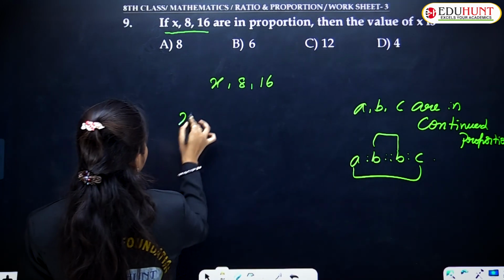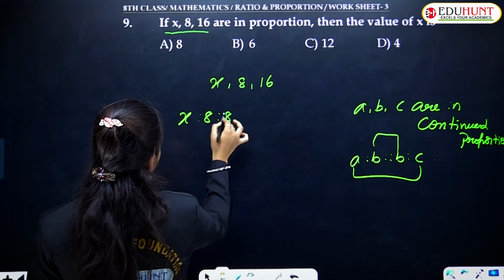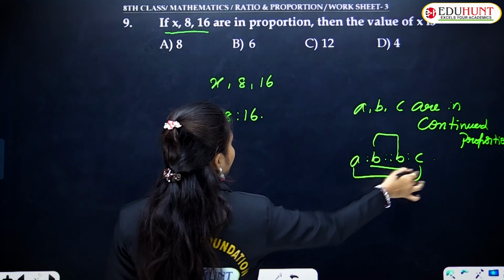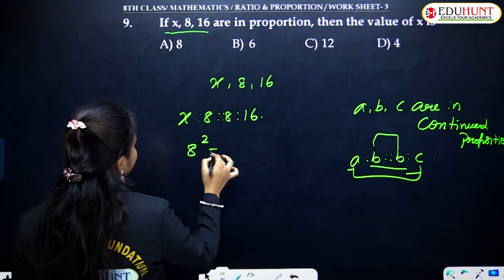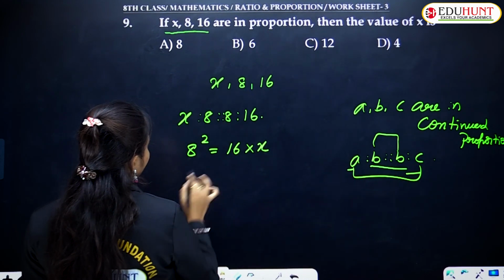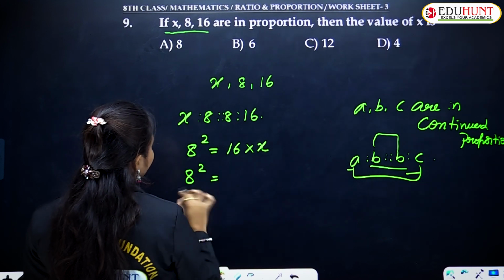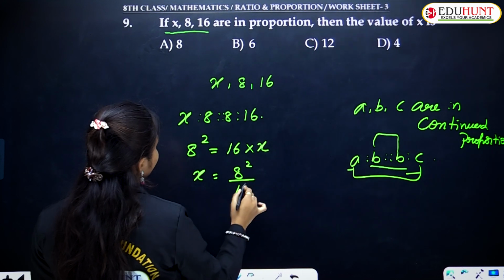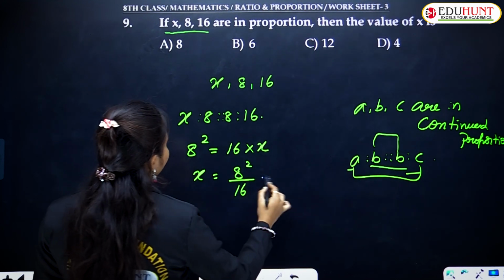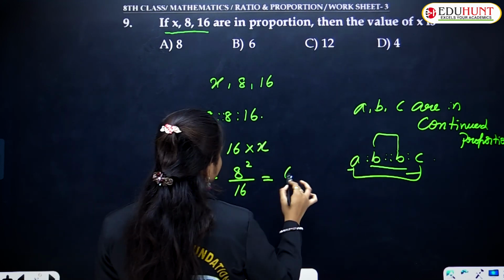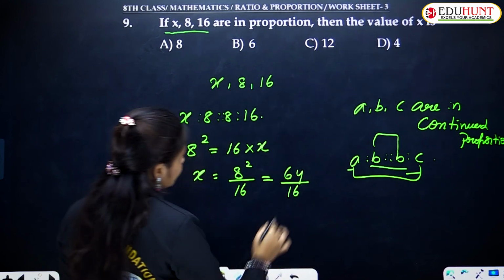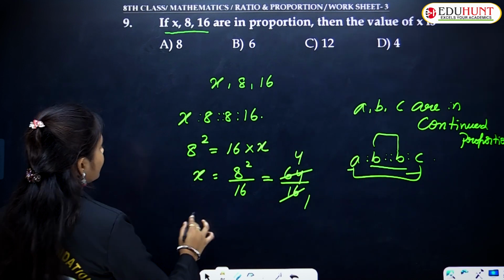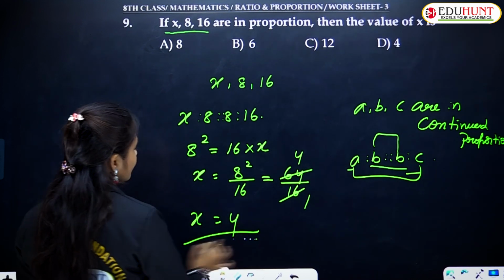From this one, X is to 8 as 8 is to 16. Using B square is equal to AC, 8 square is equal to 16 into X. So we can write this as X is equal to 8 square by 16. From this one, 8 square is 64 by 16. 16 fours are 64. What is the value of X here? X is equal to 4.